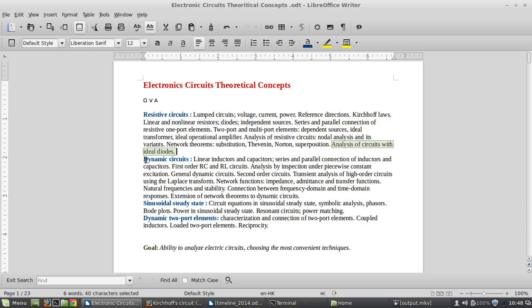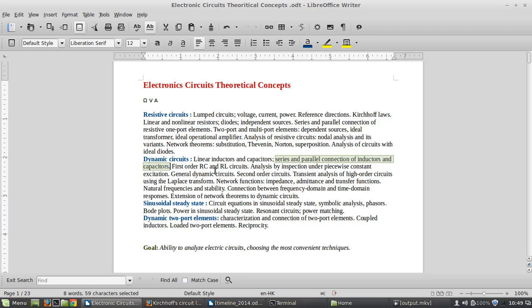In the second section, circuits with dynamic elements, these dynamic elements are inductors and capacitors. This will be discussed here, and the series and parallel connection of inductors and capacitors will also be covered. Then you have first order RC and RL circuits, where C stands for capacitor and L stands for inductor, and analysis by inspection under piecewise constant excitation is also done here.